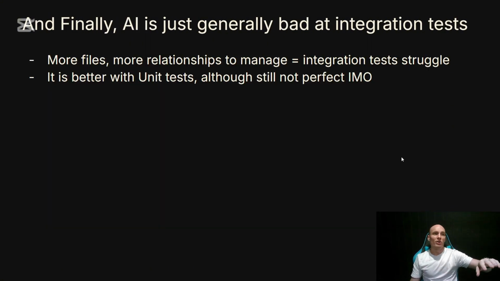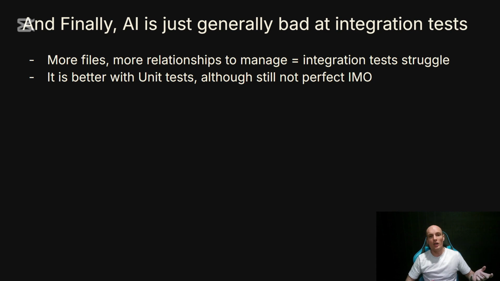And finally, that brings me to my last point. AI is just generally bad at integration tests. If you've watched my video series when I've been building out Kernel, you'll see that there was a couple of videos where I was spending hours and hours and hours just trying to write tests, trying to get them to work. And really, it comes back to the fact that the more files, the more relationships you have to manage, and integration tests in particular really struggle with that because there's lots of interrelated dependencies that it's hard for AI just to understand, or at least keep in memory, all of the context of all of these different things.